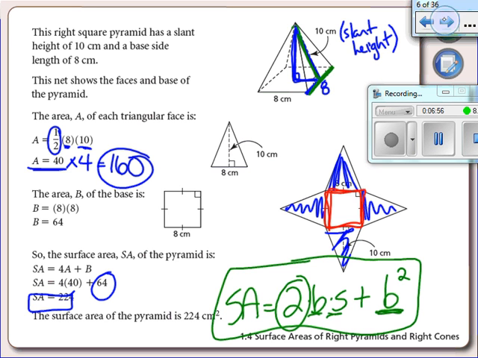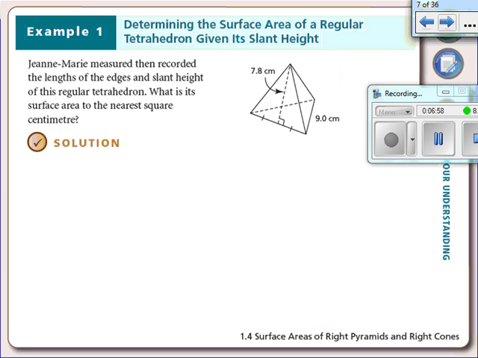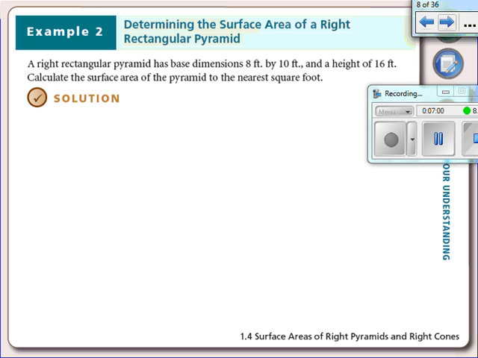Alrighty, so let's move on to one that's a little bit more difficult. Not that one. This one's example 2 on your page.